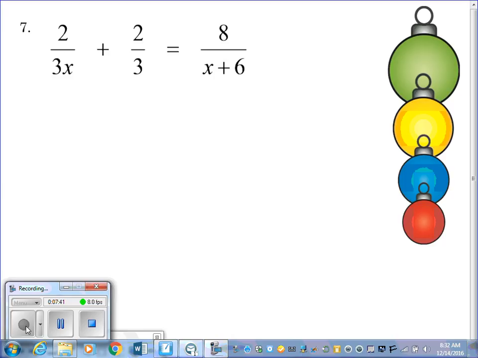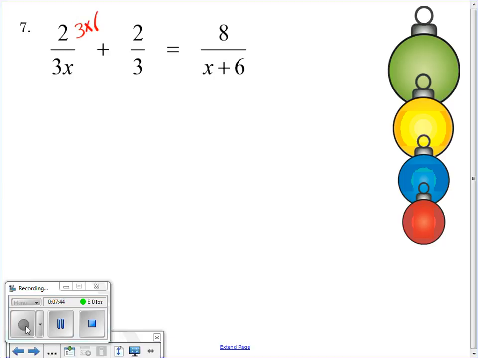Good. So we need to multiply everything by 3x, x plus 6. Because again, I got to be fair.